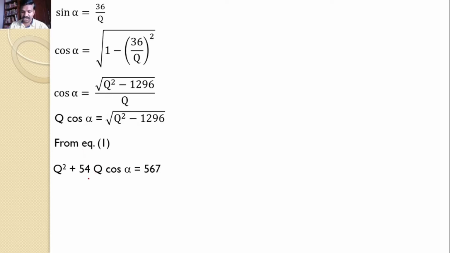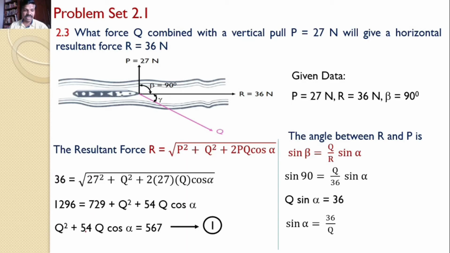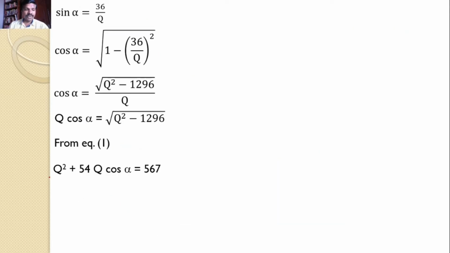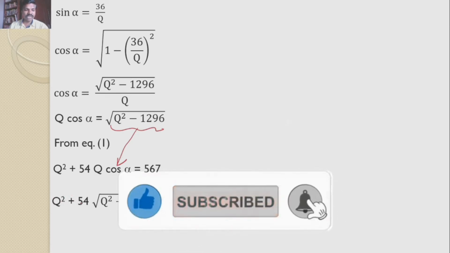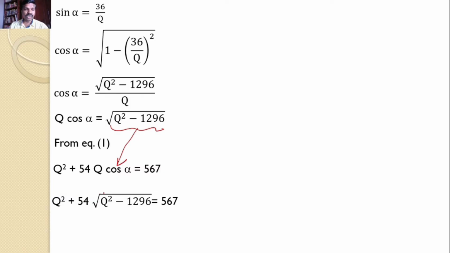Let us go back to our equation 1. What does that equation 1 say? The equation 1 is q square plus 54q into cos alpha is equal to 567. Now we know that q cos alpha is equal to square root under q square minus 1296. You can substitute this straight away here. So it becomes q square plus 54 into square root under q square minus 1296 is equal to 567.